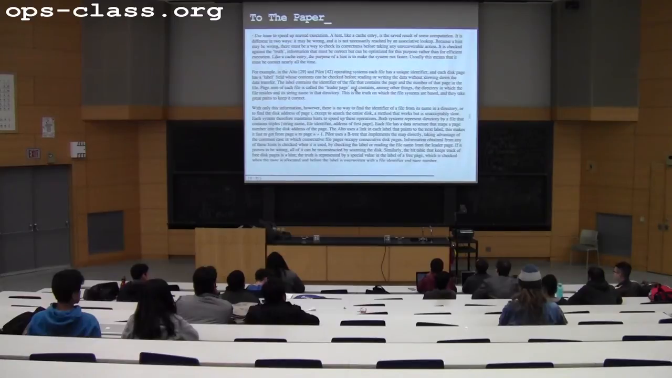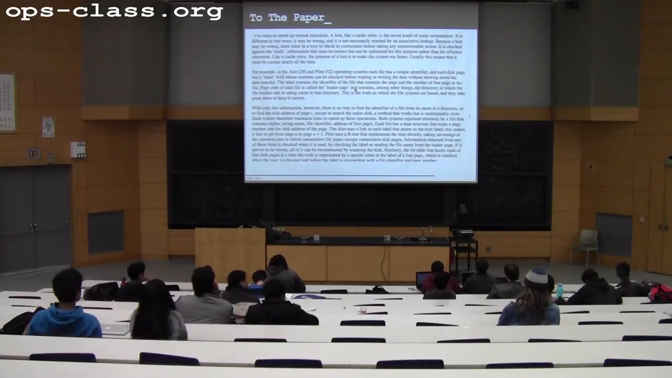A hint may be wrong. If I build a cache, the cache had better be correct. If the cache isn't correct, I have a problem. Using hints, on the other hand, hints don't have to be correct. So we actually had an example in this class already that was on the midterm, maybe we talked about it in class, where you were supposed to use hints. Does anyone remember how this worked?